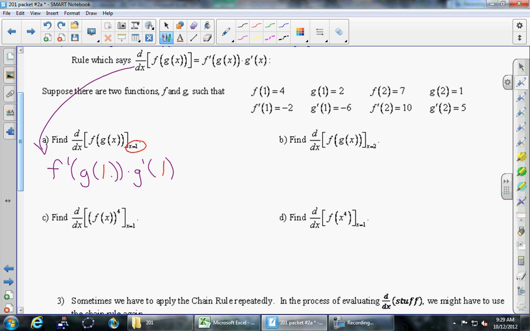So let's try. Equals f of, in here is g of 1. Do we know g of 1? Yes, it's 2. Times, do we know g prime of 1? Yes, it's negative 6. So far, so good? Oh, sorry. Thank you, f prime of 2. And then by some miracle, do we happen to know f prime of 2? Oh, we do. Look, it's 10. Isn't that convenient? So this is 10 times negative 6, negative 60 is the answer.